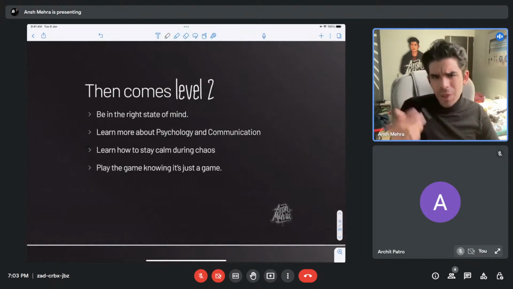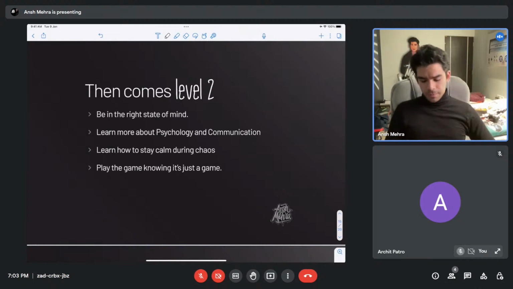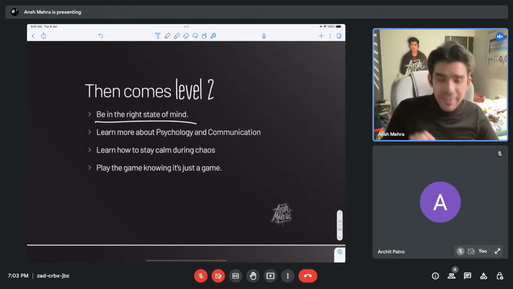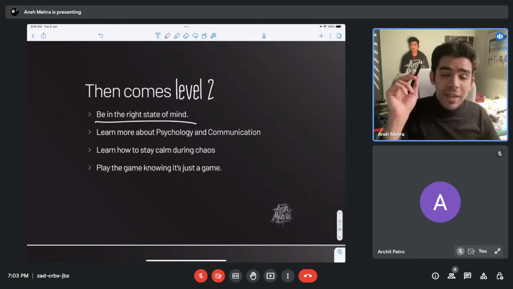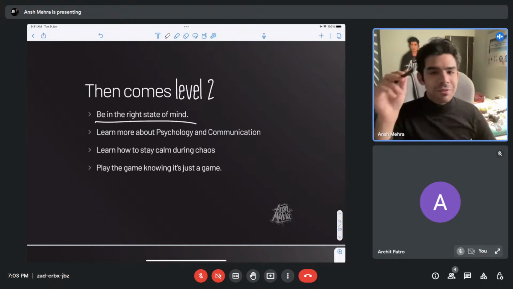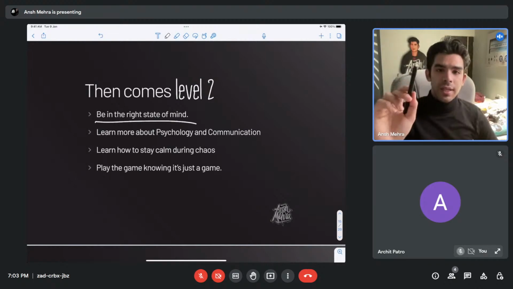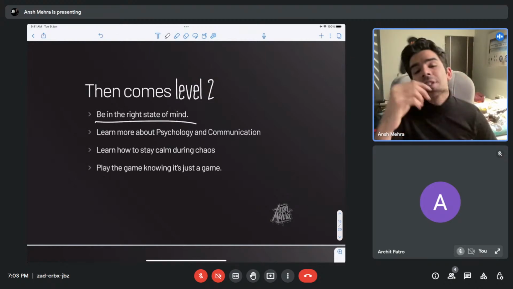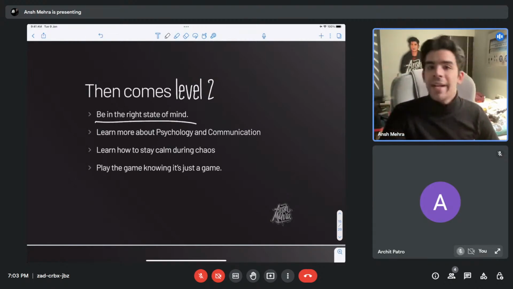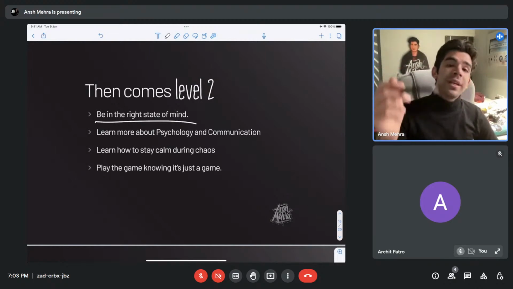Level two, I don't think we have to cover today, but just to quickly skim you through. First is being in the right state of mind. It doesn't matter what skills you learn today because 5 years from now, they're going to be redundant. If you know how to think, if you know how to do the average thing when everybody else is losing their mind, you will always be in a better boat.